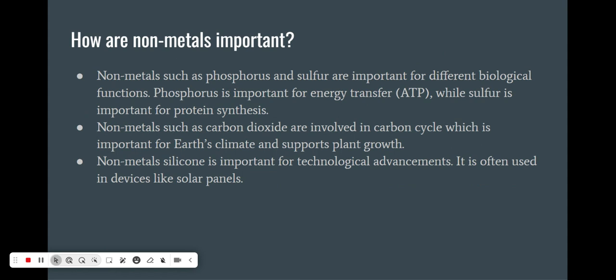So how are nonmetals important? Nonmetals such as phosphorus and sulfur are important for different biological functions. Phosphorus is important for energy transfer, ATP, while sulfur is important for protein synthesis. Nonmetals such as carbon dioxide are involved in the carbon cycle, which is important for Earth's climate and supports plant growth. The nonmetal silicon is important for technological advancement and is often used in devices such as solar panels.